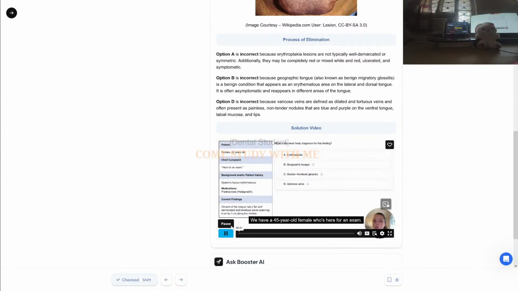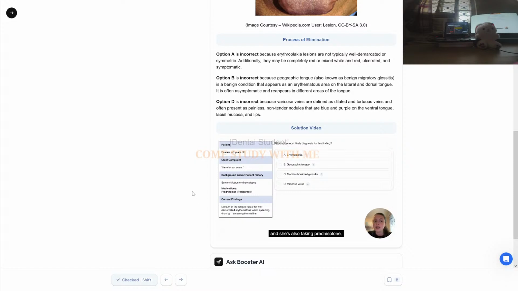We have a 45-year-old female who's here for an exam. She has systemic lupus erythematosus, and she's also taking prednisolone. We notice on the dorsum of her tongue there's a flat, well-demarcated erythematous lesion spanning 4 centimeters by 1 centimeter along the midline. And we're asked, what is the most likely diagnosis for this finding?